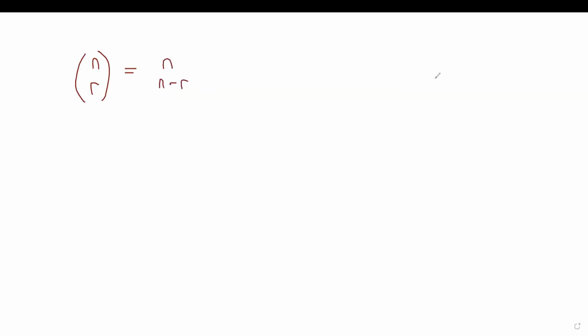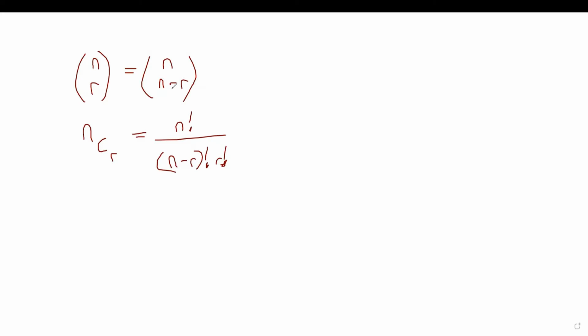In order to do this, we have to go back to combinations. Remember, nCr is really n choose r, and n choose r is equal to n factorial divided by n minus r factorial times r factorial. That's what it is. Now look what I'm going to do right here.